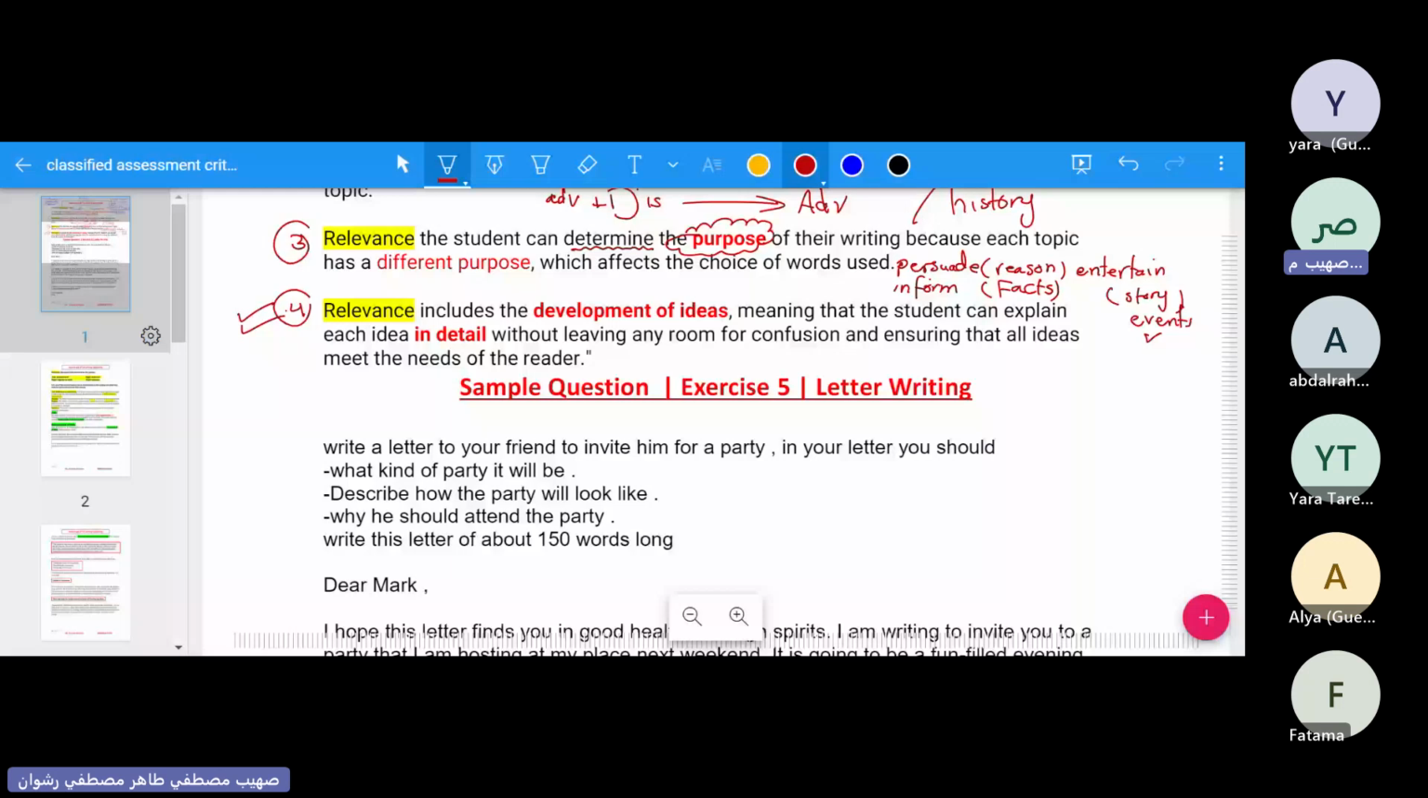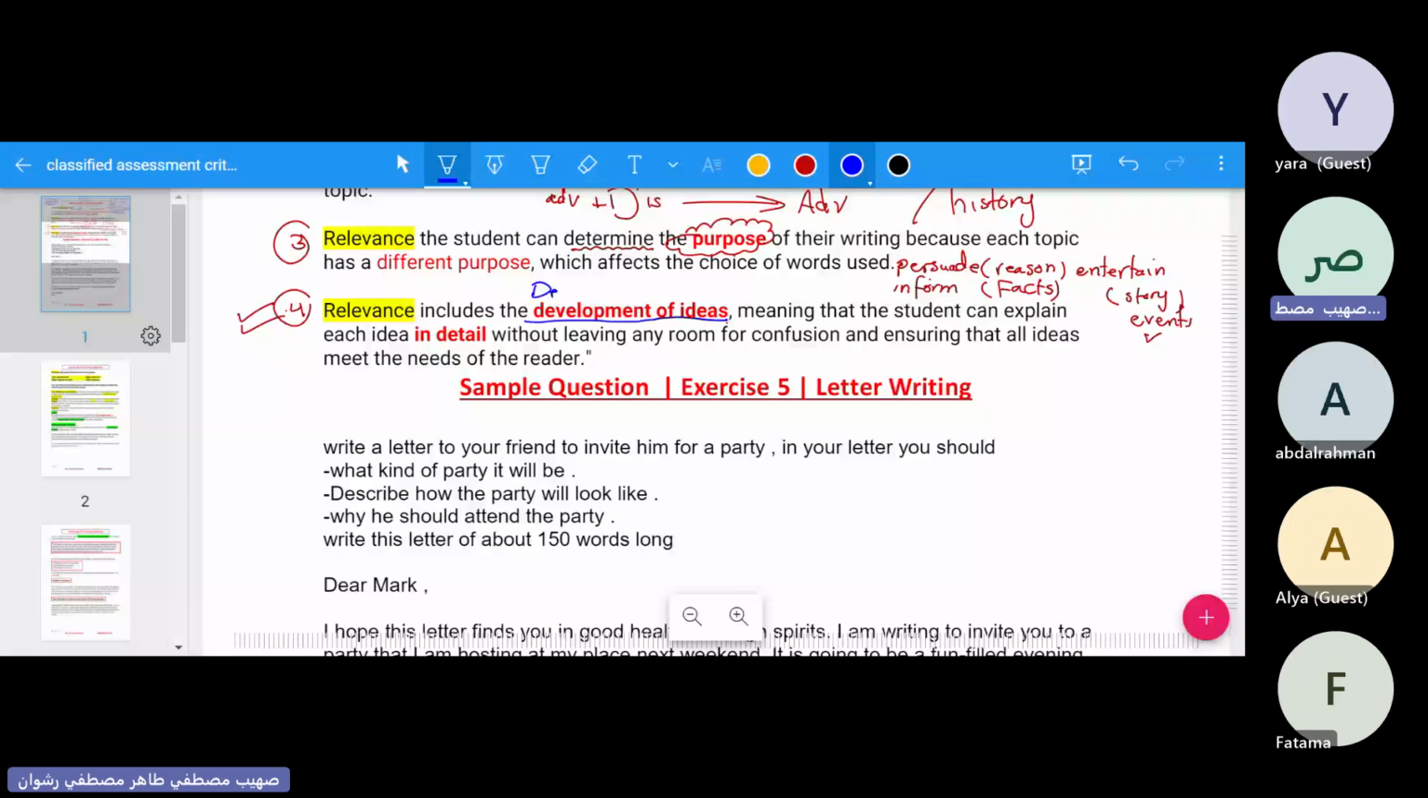Okay. Development of ideas. I mean that any idea you write must be developed. How can I develop my ideas? Develop means explained and detailed. Here he said there is no way for confusion. It means ideas are clear. And ensuring that the ideas meet the needs of the reader. What does this mean? Ideas meet the needs of the reader.